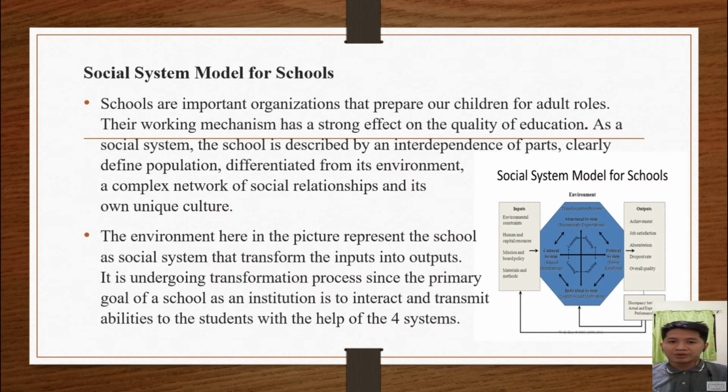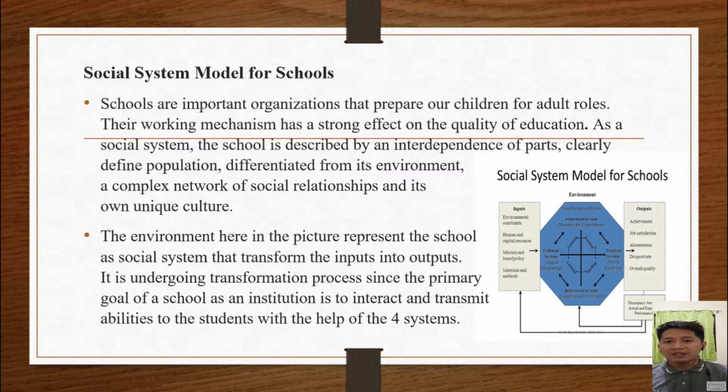Social system model for schools. Schools are important organizations that prepare our children for adult roles. Their working mechanism has a strong effect on the quality of education. As a social system, the school is described by an interdependence of parts, clearly defined population, differentiated from its environment, a complex network of social relationships, and its own unique culture.